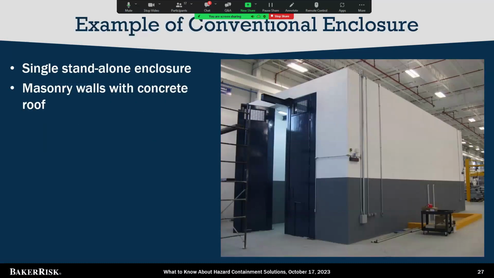I have a couple examples here of conventional enclosures in these next couple of slides. This first one is a single standalone enclosure. It's constructed of reinforced masonry walls. It has a concrete roof. There's a structural steel door. And one feature you can see here, it has this monorail sticking out through the door to make it easier to pick up the item that's going to be brought into the enclosure for testing, and then again they can use the crane and monorail to take it back out.